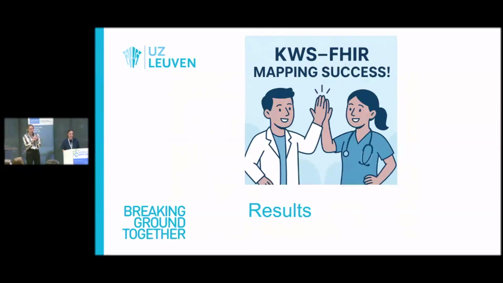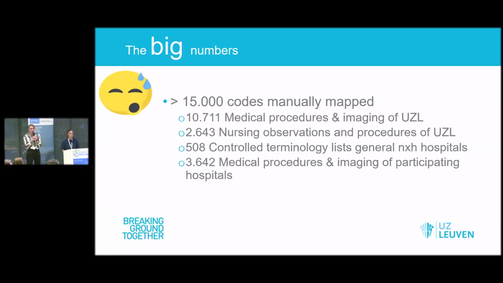Yes, and then next it will be interesting to look at some results of our mappings, but also of the use of those mappings in practice. So first of all, some numbers. Manually, there were more than 15,000 codes that were mapped in a year and a half. 3 people did this, with, what was it, maybe 1 day a week they had the time to do it a little bit.